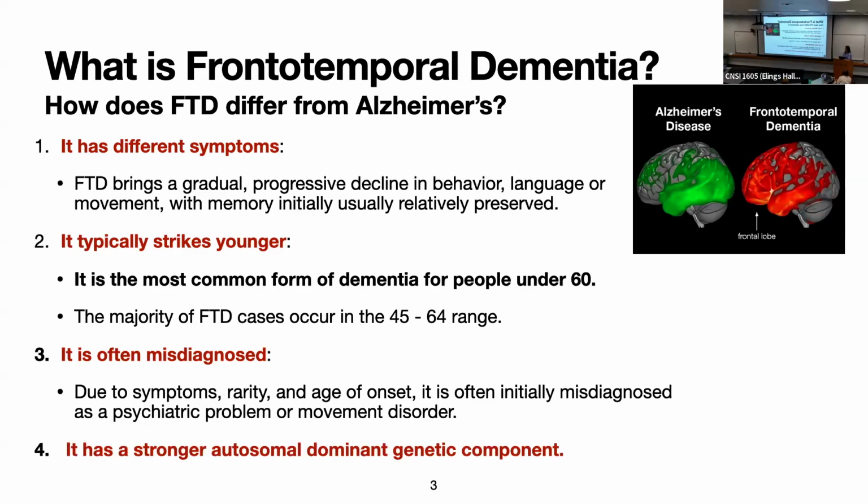And also, it has a much stronger autosomal dominant genetic component than Alzheimer's. So what this means is that there are a few key genetic mutations that, if one of your parents has that, there's a 50% chance you'll inherit that gene. And that means if you live long enough, you will 100% develop this form of dementia. And that accounts for about 20% of all FTD cases. And in Alzheimer's, that number is much, much lower.